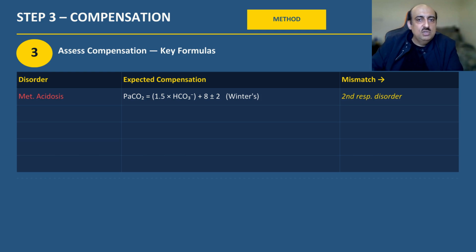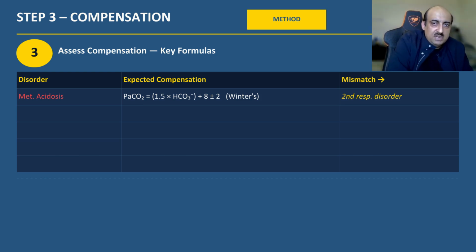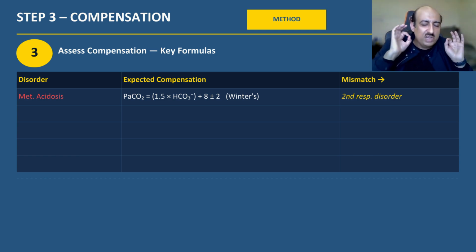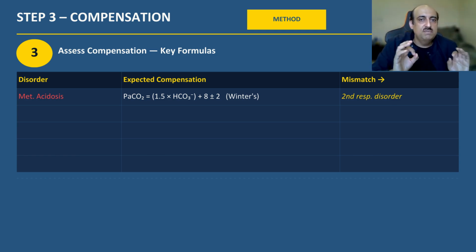However, if the CO2 number is higher than this number, this means you've got a respiratory acidosis on top of metabolic acidosis. If this number is below the expected number, then you can say that it's a respiratory alkalosis in addition to metabolic acidosis. So really crucial exam question for USMLE, MRCP, OSCEs, Arab Board, FCPS in Pakistan, all of them to understand the concept.